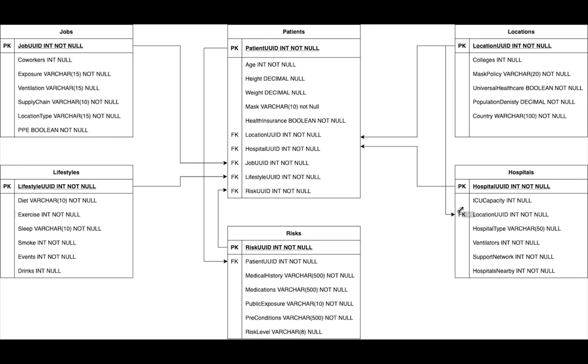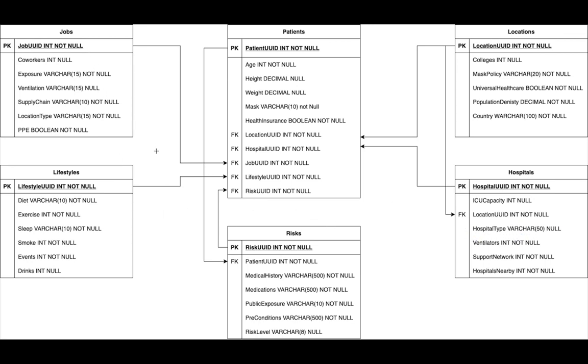Hospitals, you can see it also has a foreign key of the location, but then also it has the ICU capacity, and all these down here are integers just to determine how many ventilators a hospital has or how many hospitals are nearby. And also this hospital type is left open-ended as there are many different hospital types such as educational or ones attached to a school.